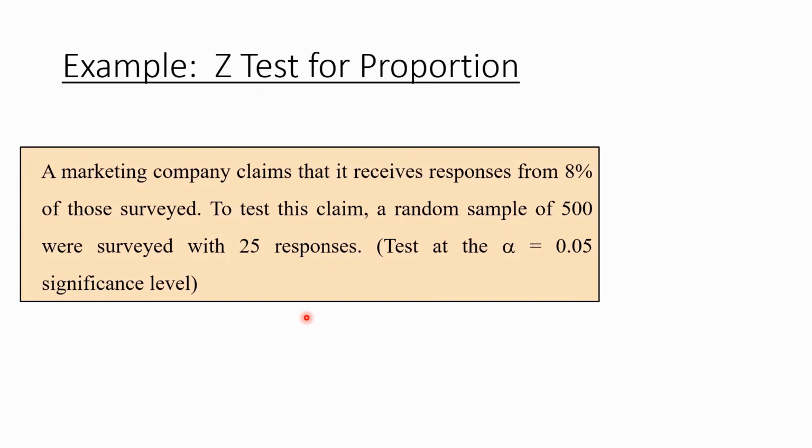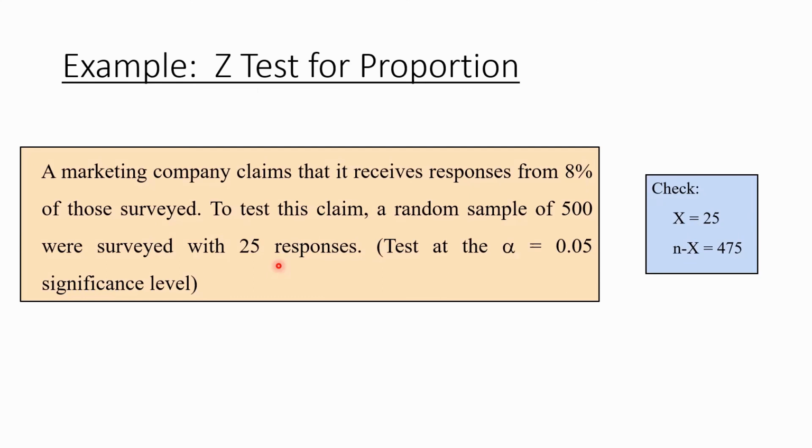So your x would be, out of a random sample of 500, 25 responses. So that is your x, that is your category of interest, 25. And your n minus x would be, n is 500 minus 25 is 475. So both are greater than or equal to 5. So we have no issue. We can assume that the sample proportion is normally distributed.